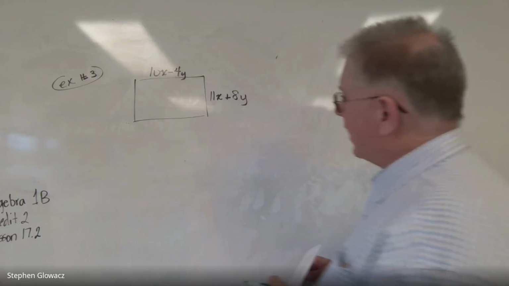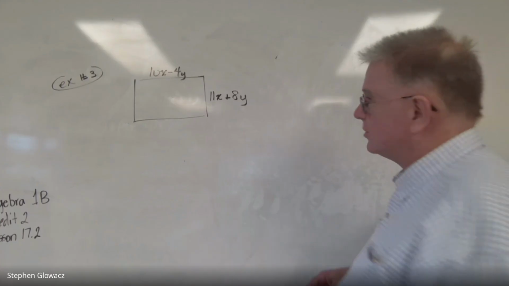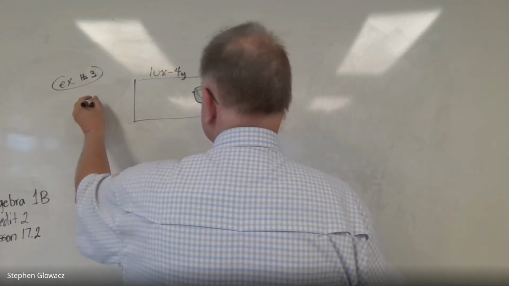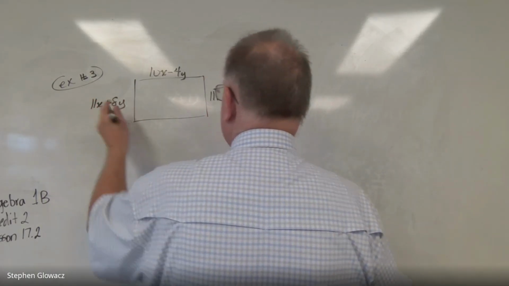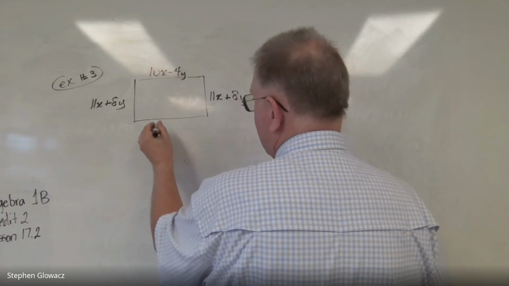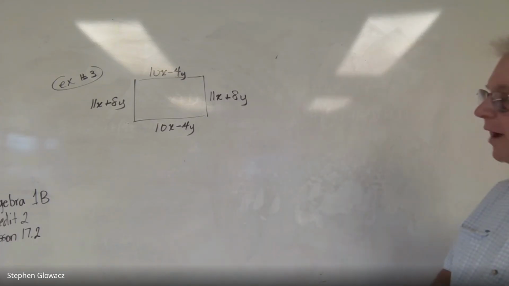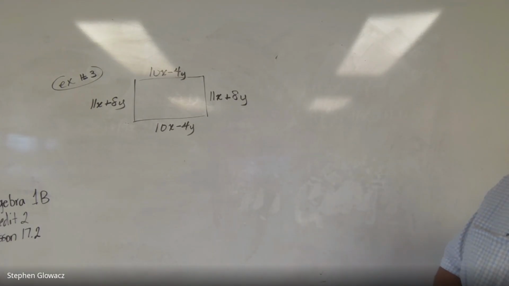Now, this is a rectangle, so opposite sides are congruent. They're the same. So if this is 11x plus 8y, so is this. And if this is 10x minus 4y, then so is this. And so now we're ready to set this up and combine our like terms.